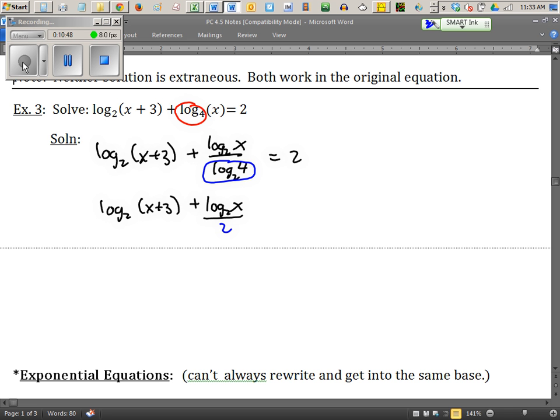This is just a 2. And I don't like fractions, so let's just double everything. So this problem looks like this: 2 log base 2 of (x plus 3) plus log base 2 of x equals 2. And then we would like to join the logs now. They do have the same base, but we can't quite yet.